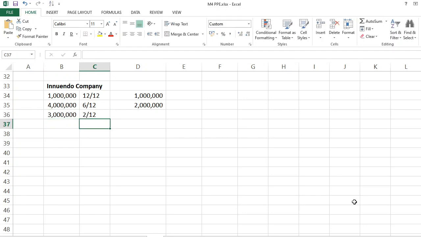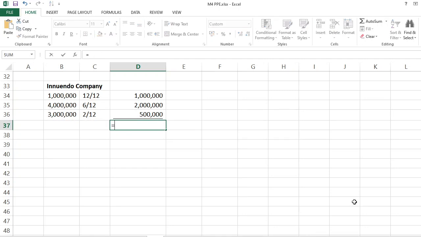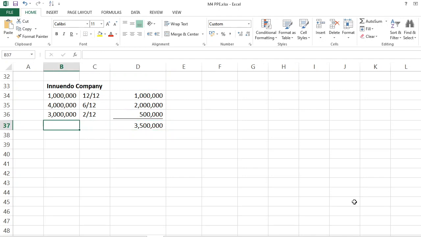So, you practice yourself, ha? You look at the calendar, inyong tutukan para maanad mo ihap kung pila ka months ang nabilin or pila ka months ang nagamit whatsoever. Okay? So, para di na ka masigig ihap-ihap sa imong fingers. So, that would be 3 million times 2 divided by 12. That's 500. Therefore, we have a total of 3.5.